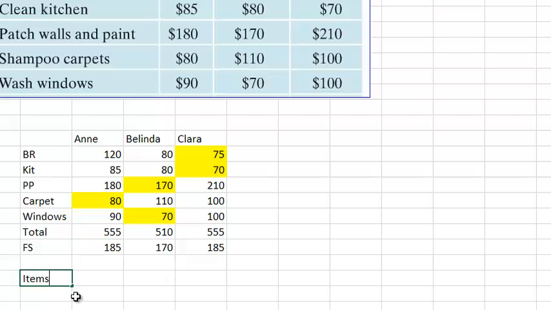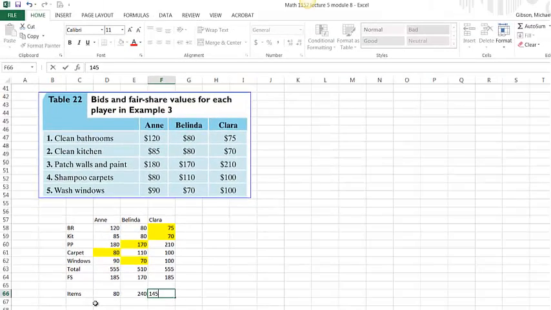Okay, let's figure out the total for the items. So Anne's add to 80. She's only got the one item of 80. Belinda's at 170 and 70 is 240. Clara's at 70 and 75 is 145.